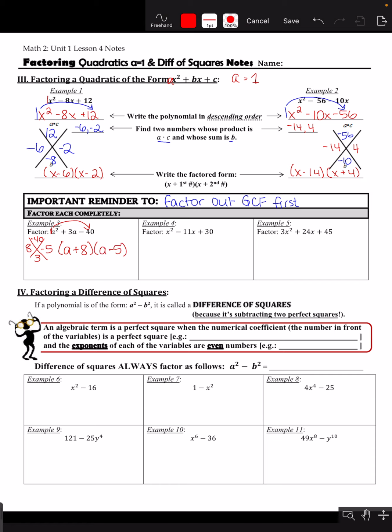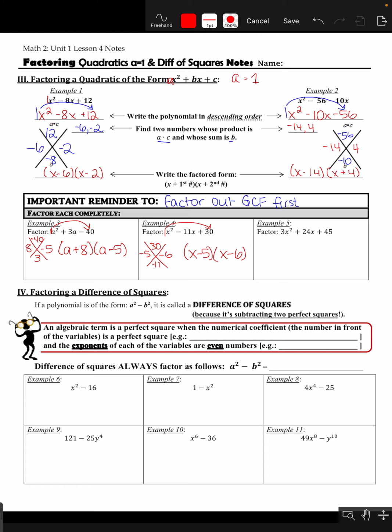So then if we look at example 4, we've got x squared minus 11x plus 30. It does not have a GCF because we've got a leading coefficient of 1. And so we'll multiply that a times c, 1 times 30. Put that up top. Negative 11 goes on bottom. What two numbers multiply to give you 30 but add to give you negative 11? So think about it. Hopefully you got negative 5 and negative 6. All right, and so when we do that, all we have to do is write it in factored form, x minus 5, x minus 6.